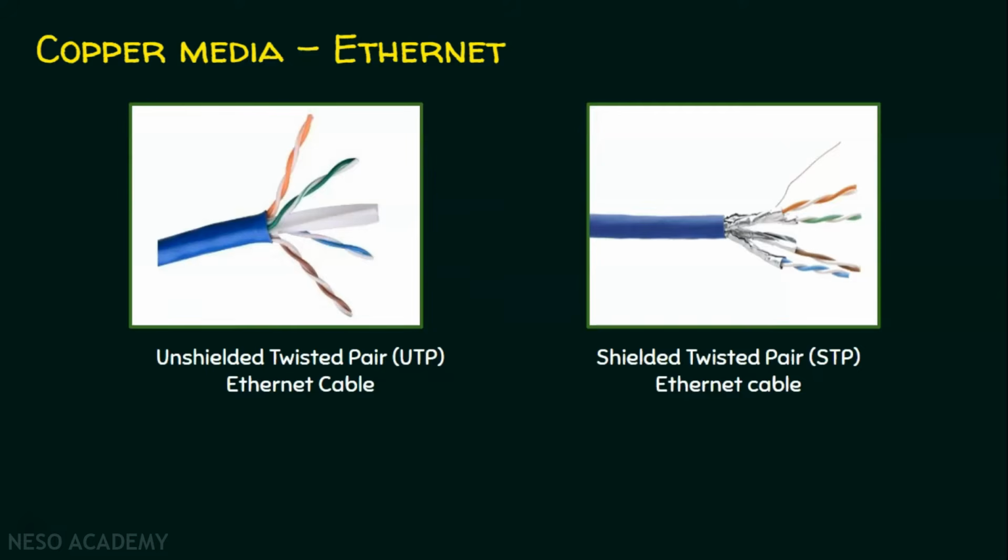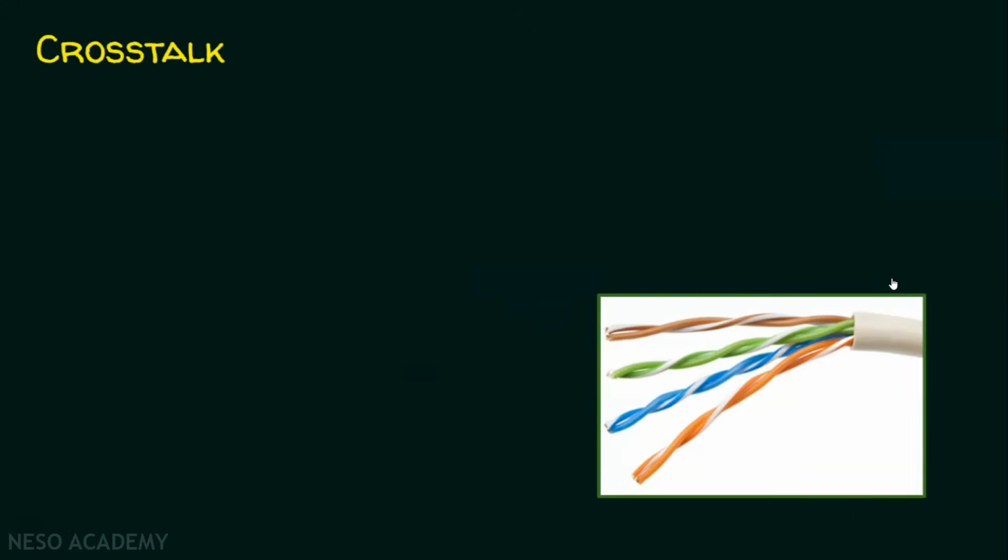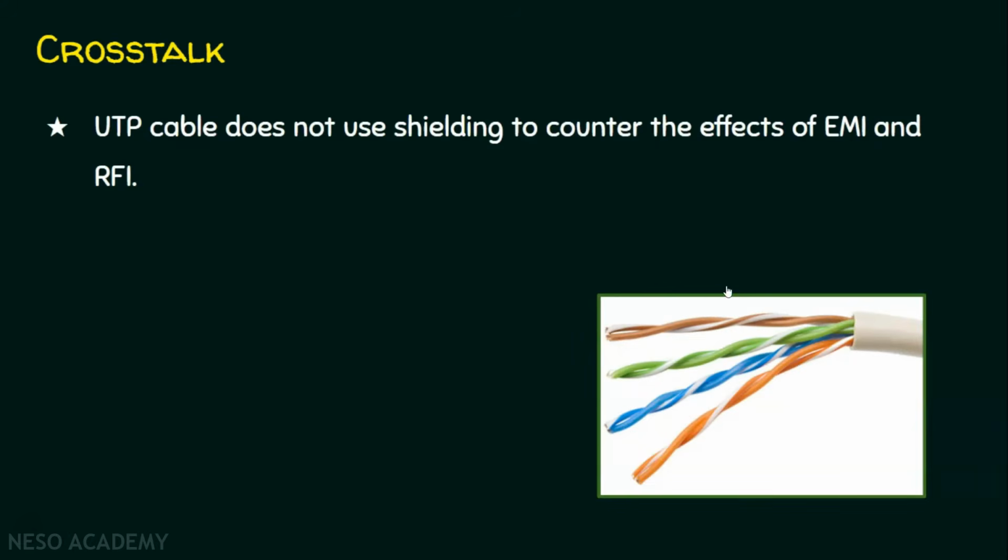Because of this interference, we will get a problem called crosstalk. We will see what crosstalk is. In this UTP, if there is an electromagnetic interference or radio frequency interference, it affects the data transmission with crosstalk. This UTP cable does not use shielding to counter the effects of EMI and RFI, and because of this, we will get crosstalk. Is there any way to counter the effects of crosstalk? We can just use STPs so that we can nullify the effects of EMI and RFI.